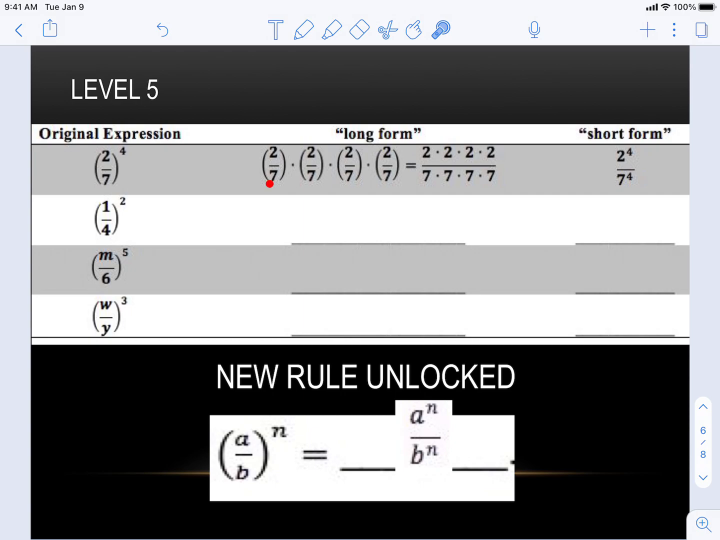But in the long form, you can see I'm taking this fraction and I'm multiplying it 4 times because I'm raising it to the 4th power. And then if I separate the top and the bottom, the numerator and the denominator, I've got 2 to the 4th on top and I've got 7 to the 4th on bottom. So similar with, let's go down to the bottom one here. w over y times w over y, w over y. That's our long form. And then if we simplify that, it would be w cubed over y cubed.